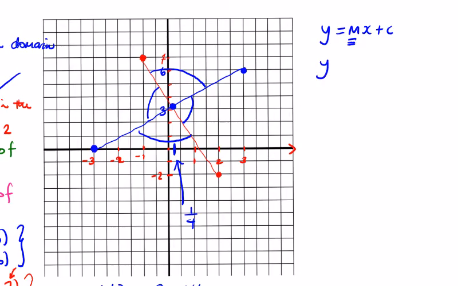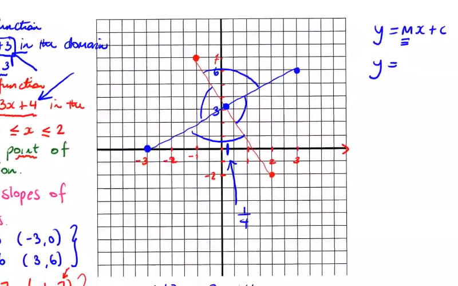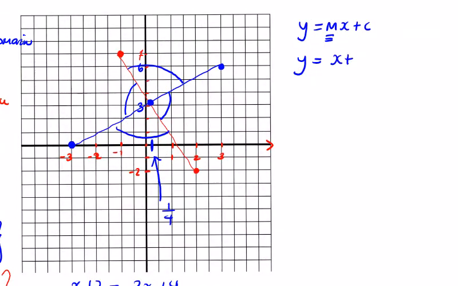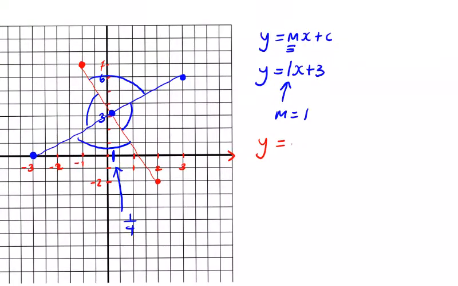My first function, f of x, we can change f of x to y, and we can see it's equal to x plus 3. So the slope of the blue line is whatever number is in front of x, and I've just put the 1 in. The slope is 1. And the slope of the red line, g of x, we'll call it y. Y is equal to minus 3x plus 4. And you can see the slope is negative, which corresponds to our diagram. M is equal to minus 3.